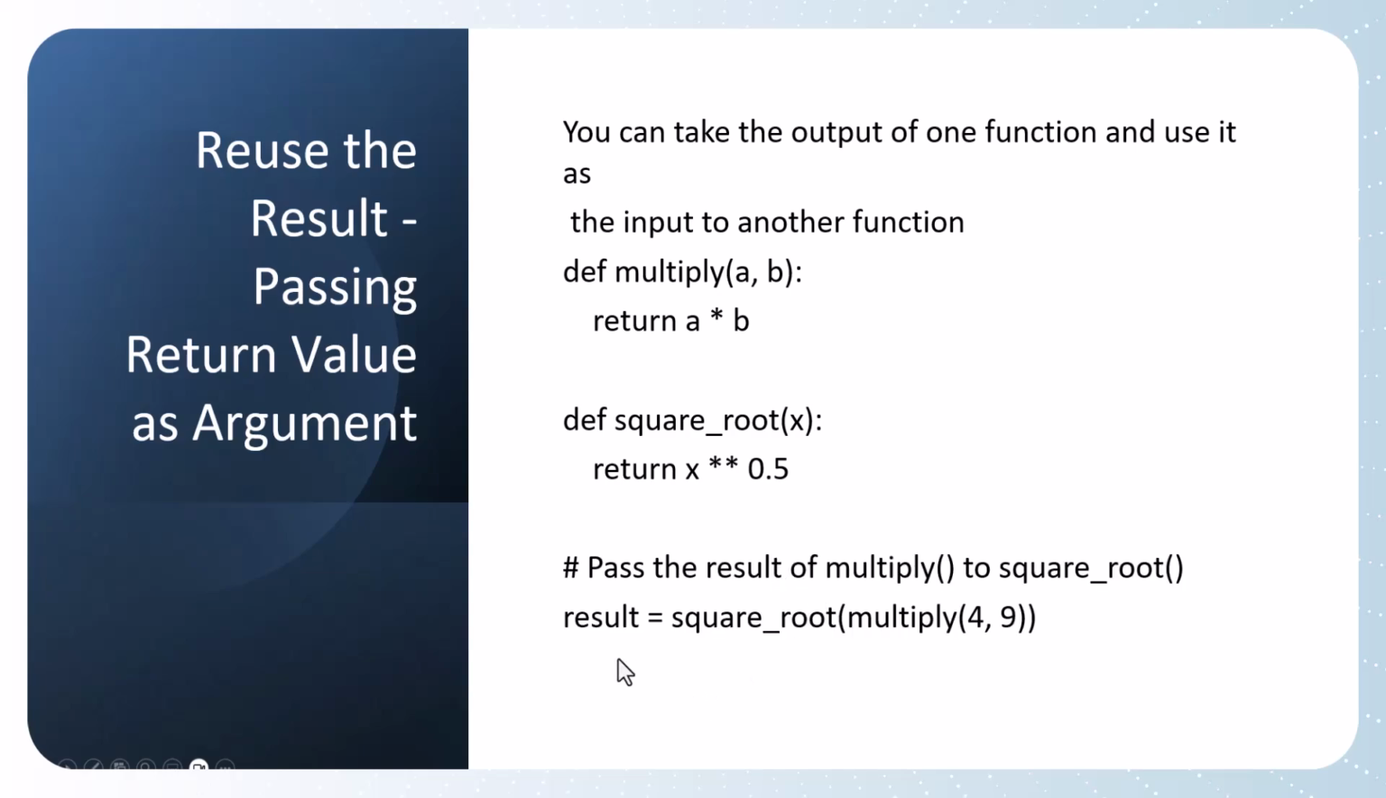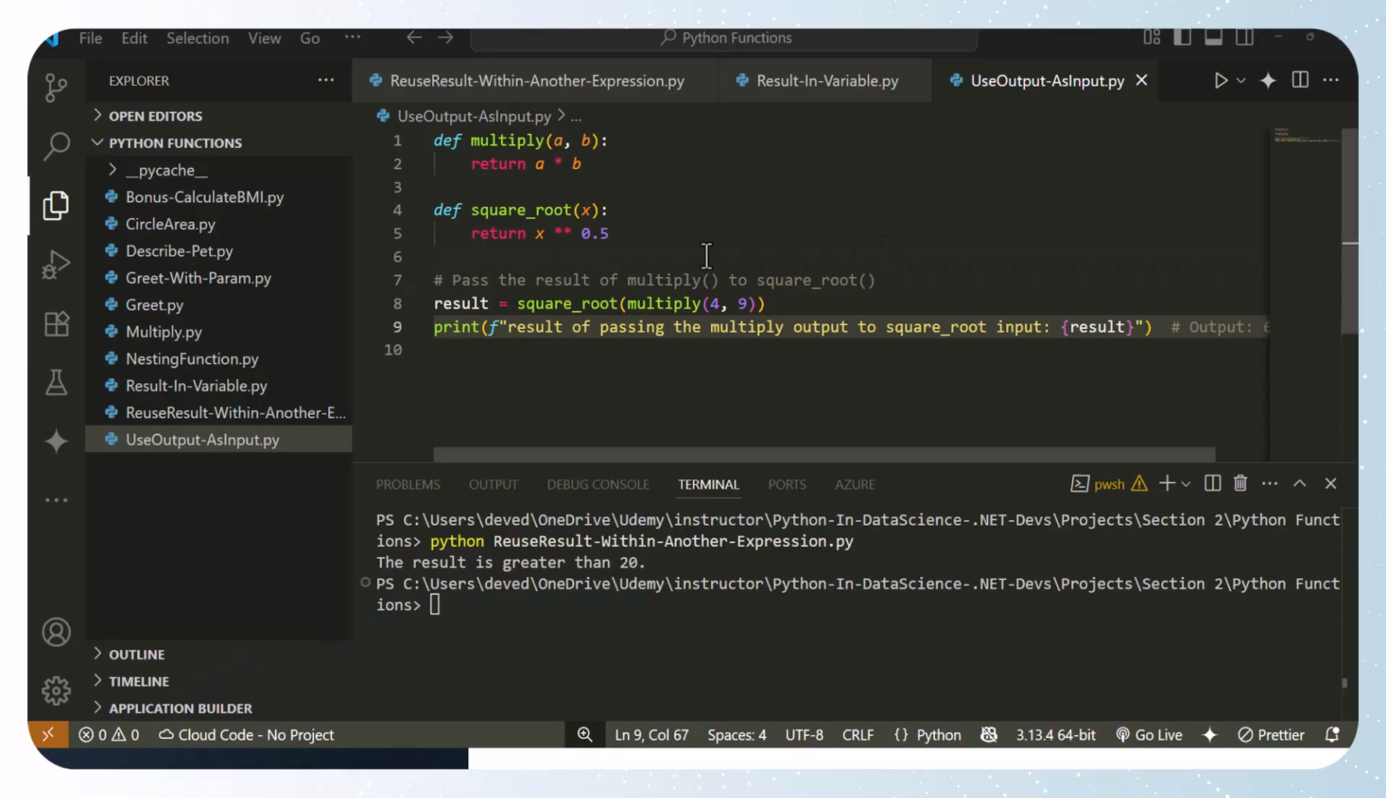So in the result variable, I am calling the square_root function and passing as an argument the result of the multiplication. Okay, so let's see this in action as well. It is this code snippet which I just discussed. So I'll just run this.